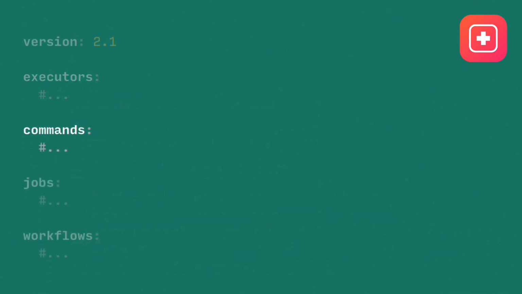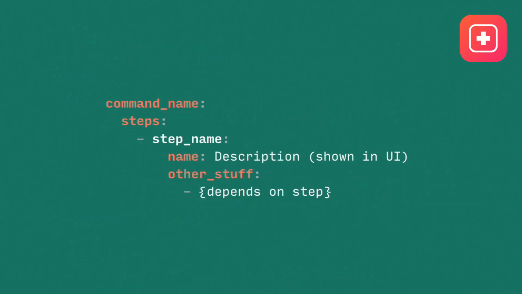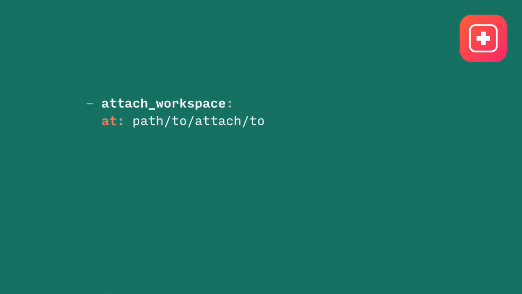So executors, seen it. Next step is commands. Commands are just a list of steps. And they have a name that is displayed in the web UI of Circle, and then a list of other stuff that really depends on the name of the kind of step. The easiest one I can think of is attach workspace. It's saying, OK, just bring this up now, here, in this path.